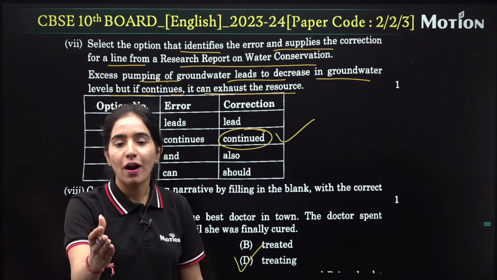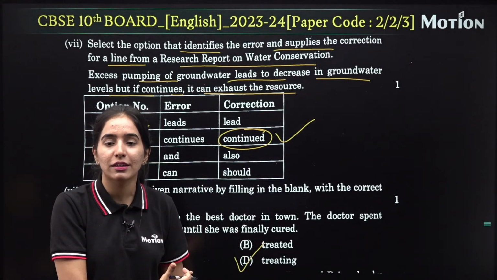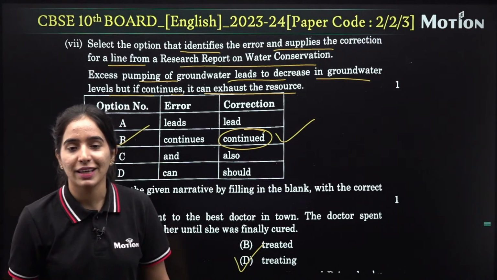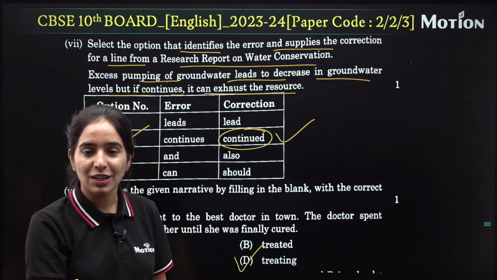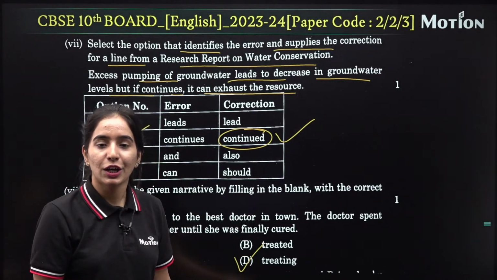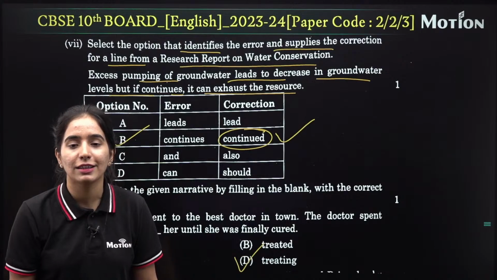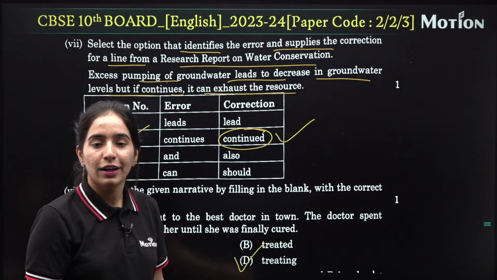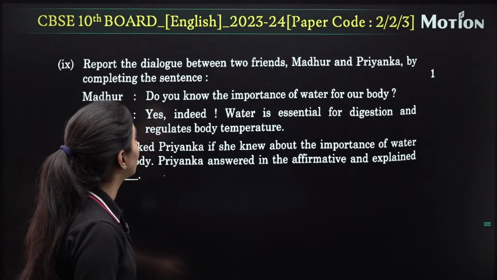So let me know your answers in the chat box. Have you also selected option D or have you selected something else? Okay, I can see almost all the students have mentioned D. Good job, Large, Gear, Kapil Yadav, Ashok Kumar, Trisha. Those who have selected D, absolutely correct.